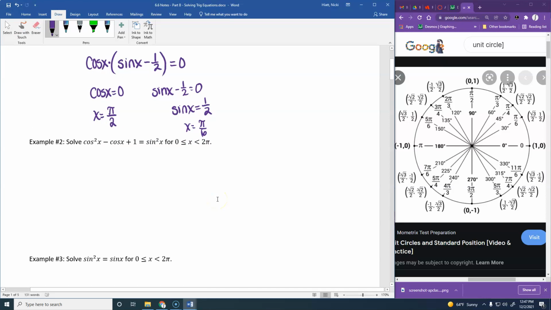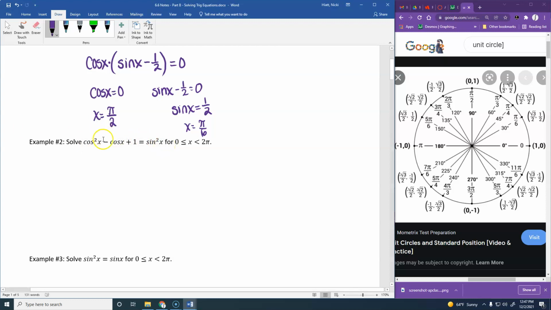Alright, so let's look at what we got for example 2. We got cosine squared x minus cosine x plus 1 equals sine squared x. So things are starting to get a little more complicated looking here. I feel like it's going to be an issue that I've got a sine squared and a cosine squared. So perhaps I may need to change one of these to sine or cosine, like get them to match. Should I change this cosine to 1 minus sine squared, or this sine squared to 1 minus cosine squared? Sine squared should change to 1 minus cosine squared.